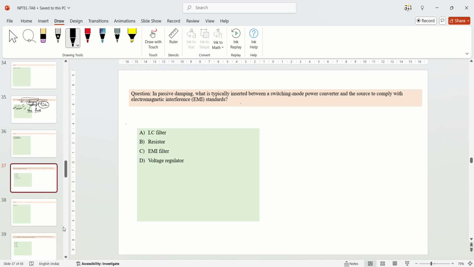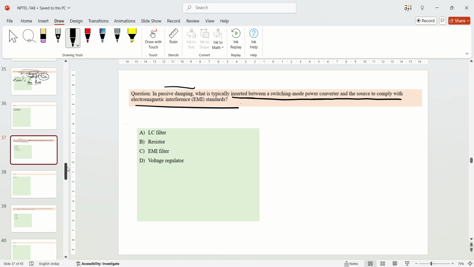Coming to the next question. Which component in passive damping is typically inserted between the switching mode power converter and the source to comply with the EMI standard? It is already known from the question itself, but let me guess which of the options is correct.